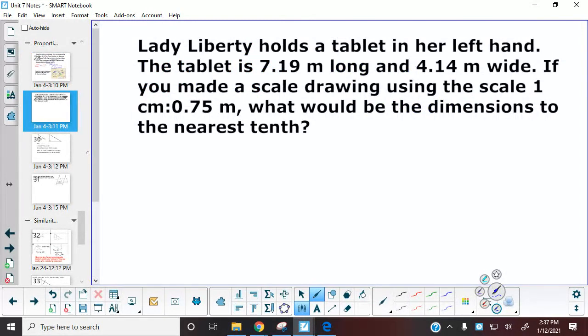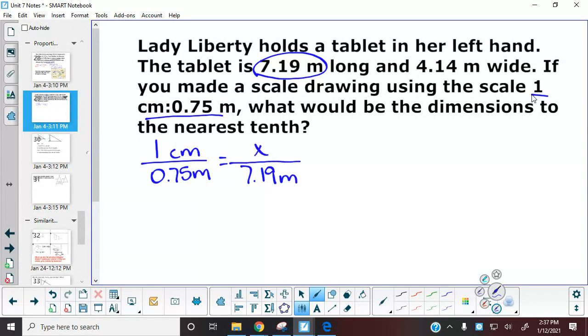So let's take a look at this second example. Lady Liberty holds a tablet in her left hand. The tablet is 7.19 meters long and 4.14 meters wide. If you made a scale drawing using the scale 1 centimeter to 0.75 meters, what would the dimensions be to the nearest tenth? So let's set up the original. We've got 1 centimeter to 0.75 meters. And so notice it says, what would the dimensions be to the nearest tenth? So we've got 2 different dimensions going on. So let's just start with one of them. So that 7.19 is the meters, so that's going to go down here in the meters. And then we don't know the centimeters value.